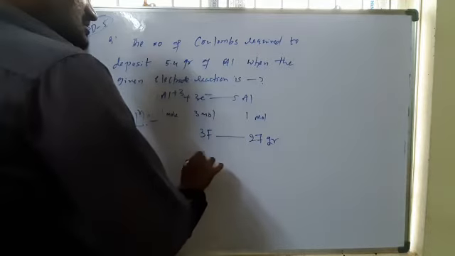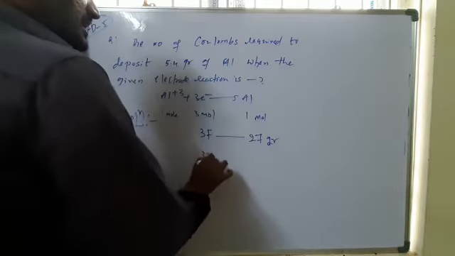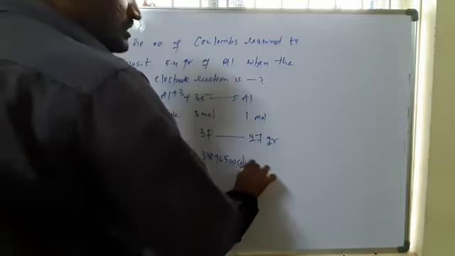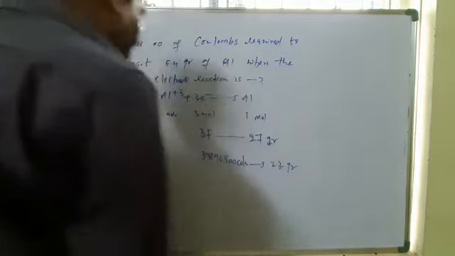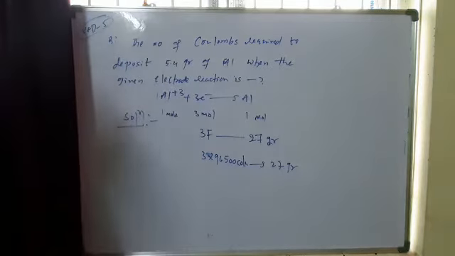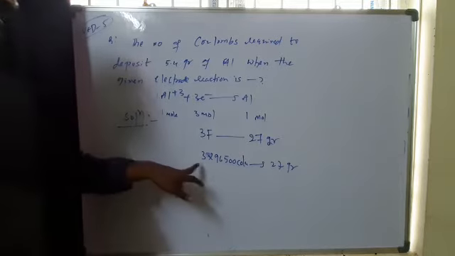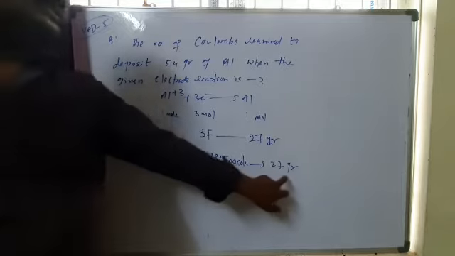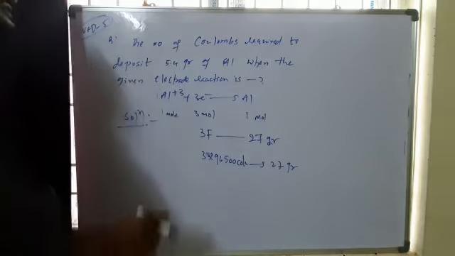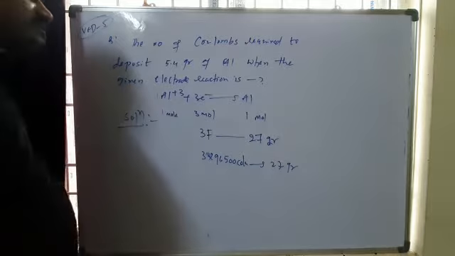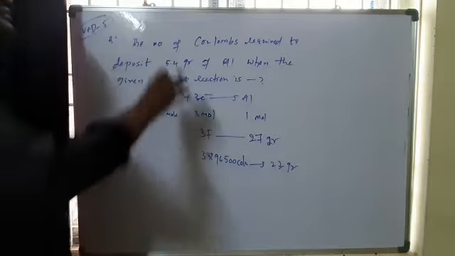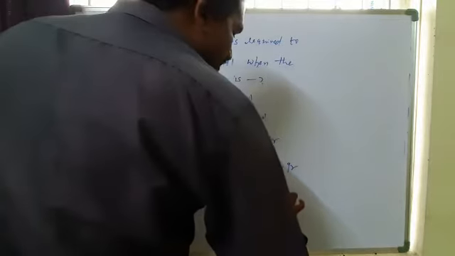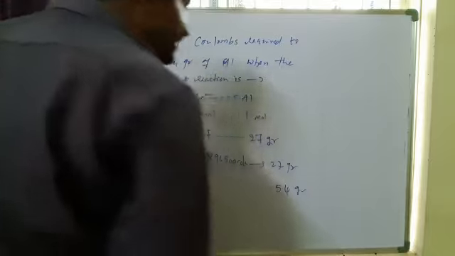So 3 into 96,500 coulombs equal to 27 grams. That means through the electrolytic container, if we pass 3 into 96,500 coulombs, then we will get 27 grams of aluminium. But this is according to the equation. According to the question, they have given only 5.4 grams of aluminium deposited.